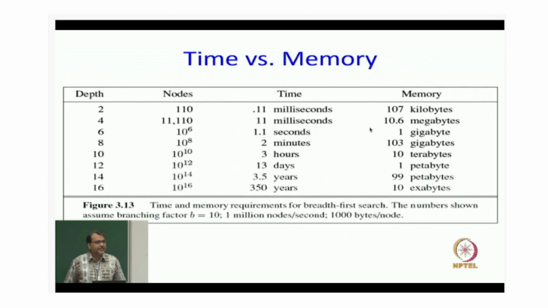But if you just double the depth to 4, the nodes expand drastically. Why so? Because the branching factor is so high here, it's 10. Let me make sure why, for depth 2, the number of nodes is 110. Can anyone calculate how it is happening? Or I'll discuss why it is 110. The branching factor is 10.